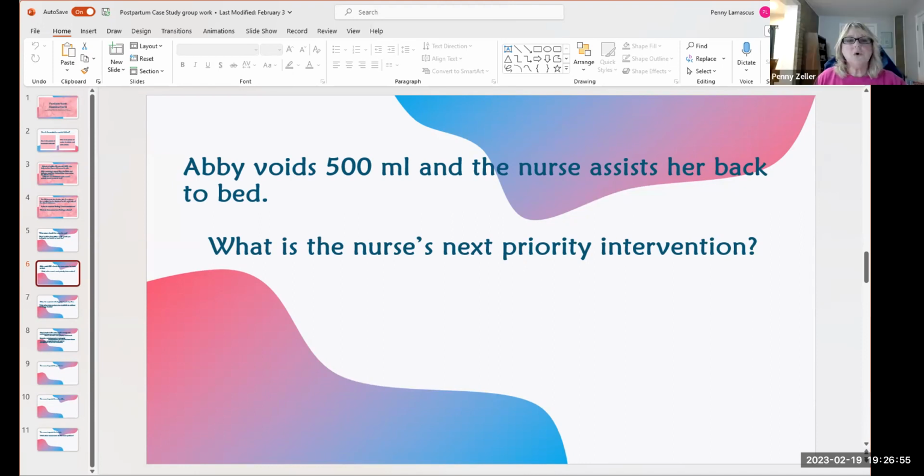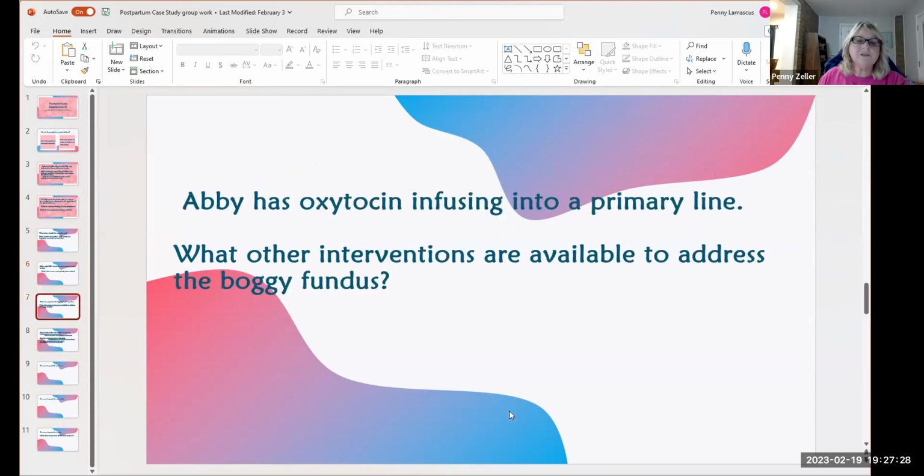Good questions. So if you had a boggy fundus, she emptied her bladder and it still feels boggy, you're going to massage. Better, okay? If you're having trouble massaging, even though she doesn't have an IV access site, a lot of the medications we give during this period are intramuscular injections. So you could go ahead and give her some oxytocin, hemabate, methylergonovine, intramuscular while you're getting an IV access. Okay. All right. So she already has oxytocin infusing in a primary line.